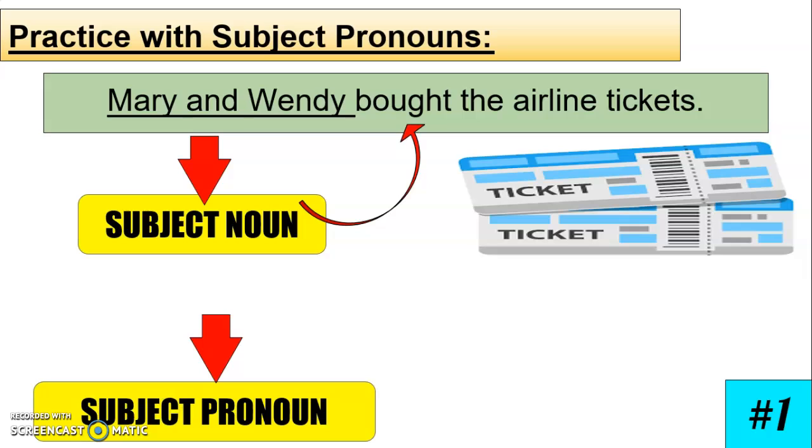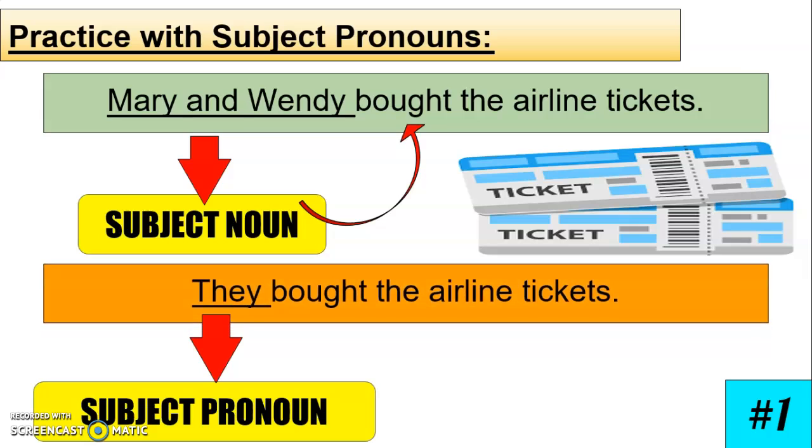Now let's look at a few examples. Number 1, Mary and Wendy bought the airline tickets. In this sentence, we have 2 female subjects, and there's more than one, so the best subject pronoun to use would be they. And remember, they can be used for masculine subject nouns as well. So if this had been Dan and Bob, we would also use the subject pronoun they.